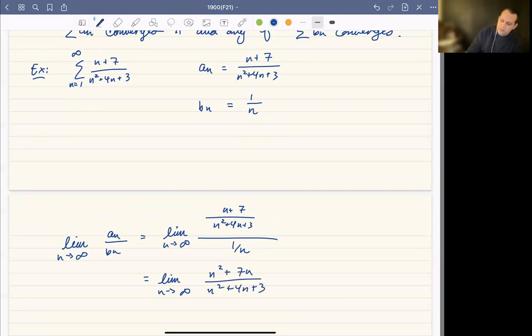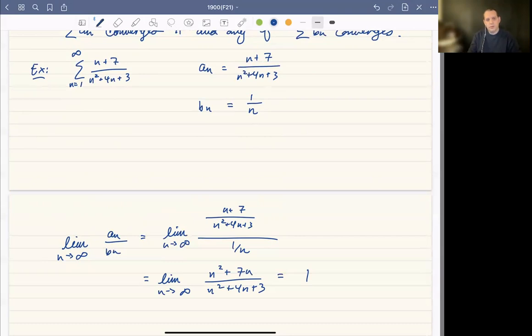And now when we're evaluating this limit, we could use L'Hopital's rule if we really have to, but just look at the leading terms. We get n squared over n squared. When n is large, this is approximately equal to 1, and as n goes to infinity, that gets closer and closer to 1. So this limit is 1.